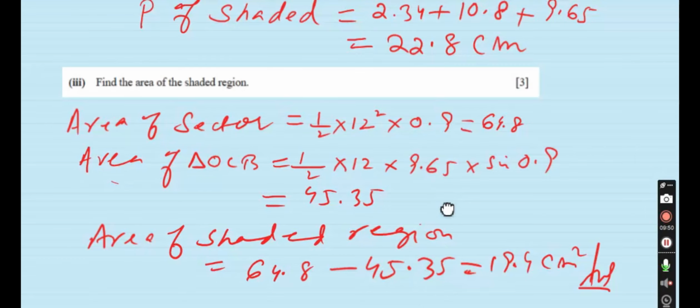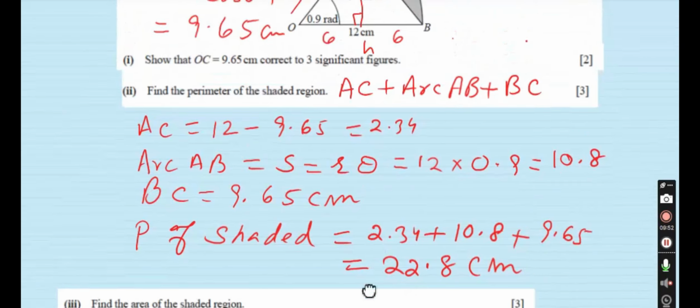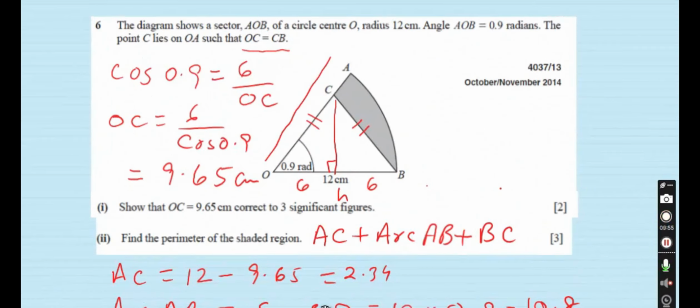This is our today's class where we did question number 6 from past papers, October November 2014 paper 1 free additional math, code 4037.